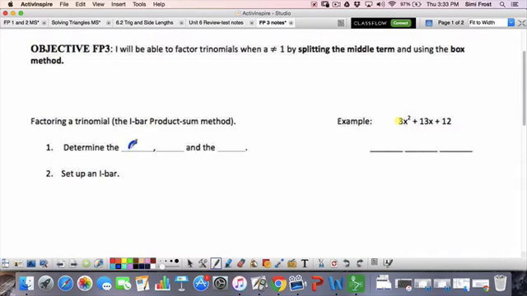First, we're going to determine the a, the b, and the c. So our a here is 3, our b is 13, and our c is 12. Okay, so now we're going to set up an I-bar, and this still says just the I-bar, but yours is going to say the I-bar and box method. We'll get to the box method. It's just an extension. Okay, set up an I-bar.